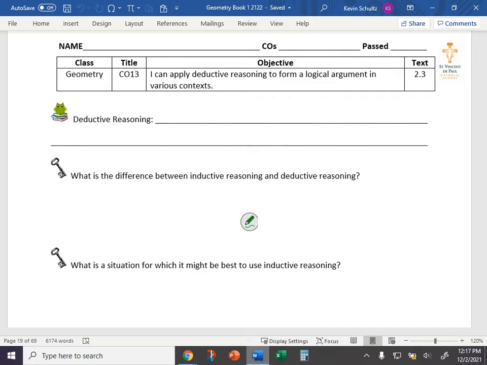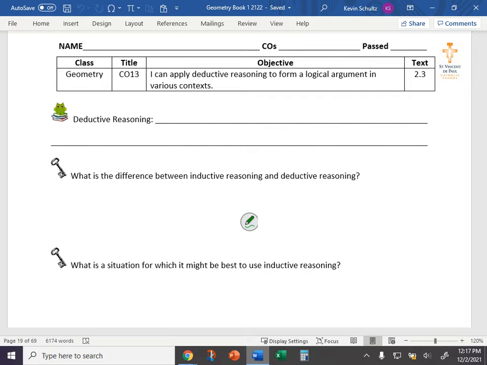Inductive reasoning is very informal. It's a snap decision, snap judgment. Your brain just kind of jumps to conclusions, right? When you jump to a conclusion, you're using inductive reasoning.